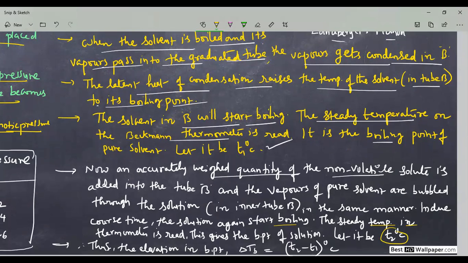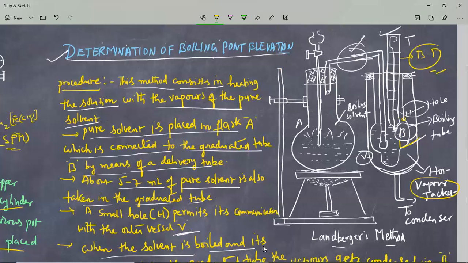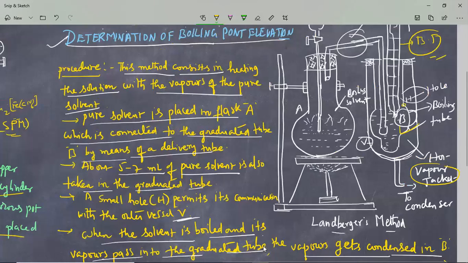Then after, what will happen? The difference between the boiling points of the solvent and the solution, that is T2 minus T1 degrees Celsius, will be calculated. That we will call the elevation of boiling point, or boiling point elevation. The boiling point elevation symbol is delta TB.